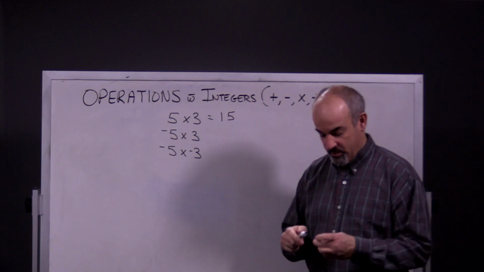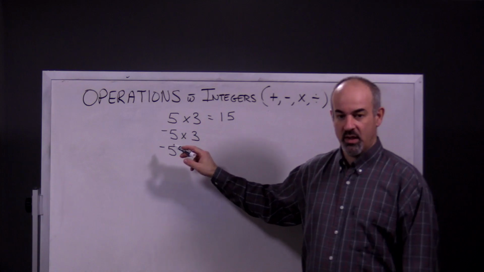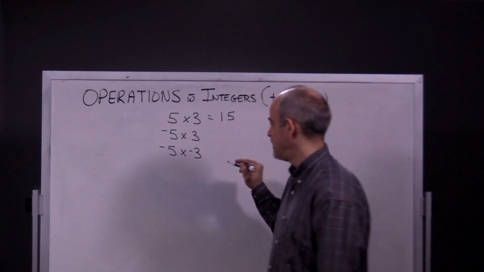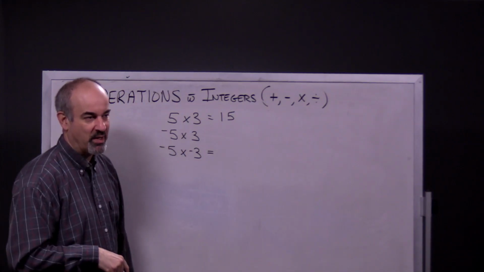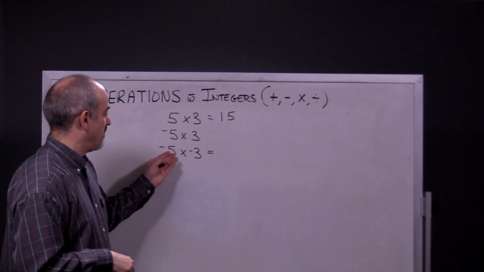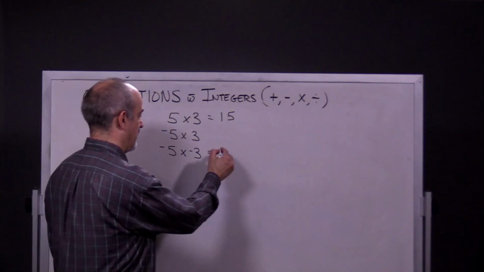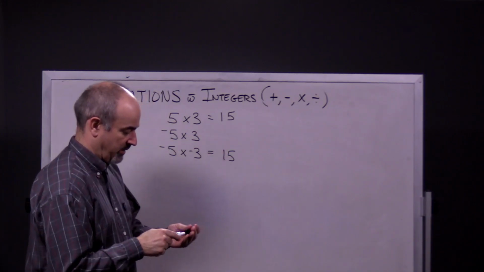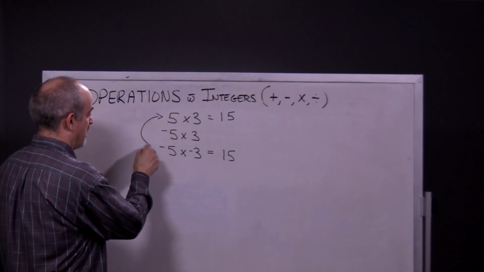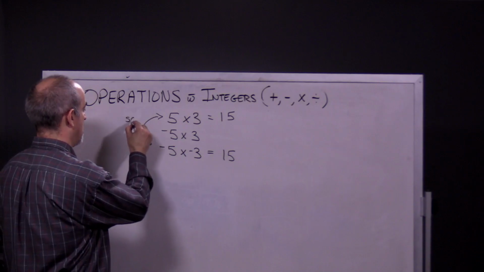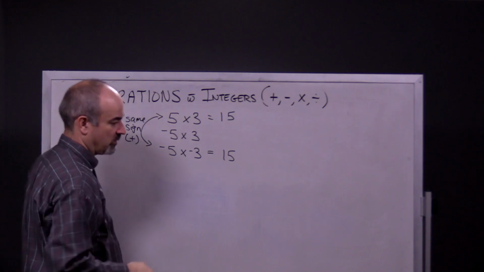So here we have a similar problem, except it's negative 5 times negative 3. Well, if they're both negative, the answer is going to be positive. You can just multiply 5 times 3, and it's 15. So in both the cases where the numbers have the same sign, the answer, or the product, will be positive.